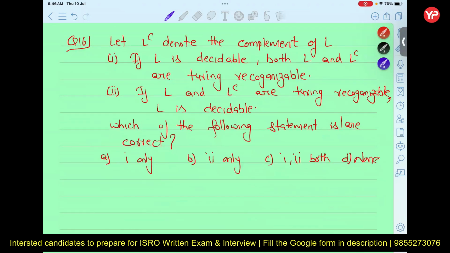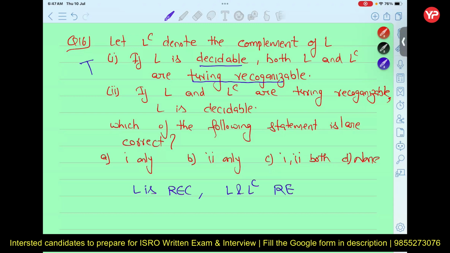Let L complement denote the complement of the language. If L is decidable, that is REC, then both L and L complement are Turing recognizable, that is RE. This is absolutely true and a standard theorem: if L is REC, then L and L complement have to be RE. True.